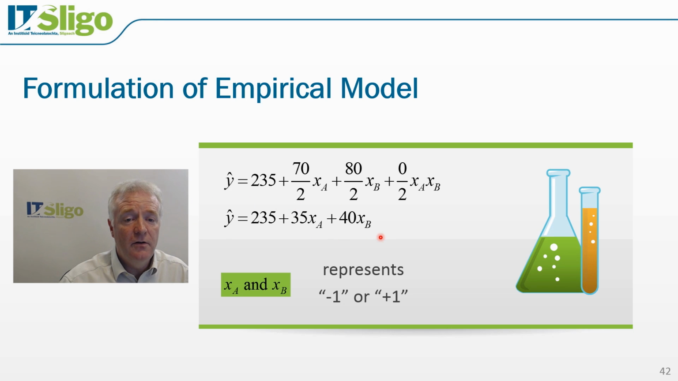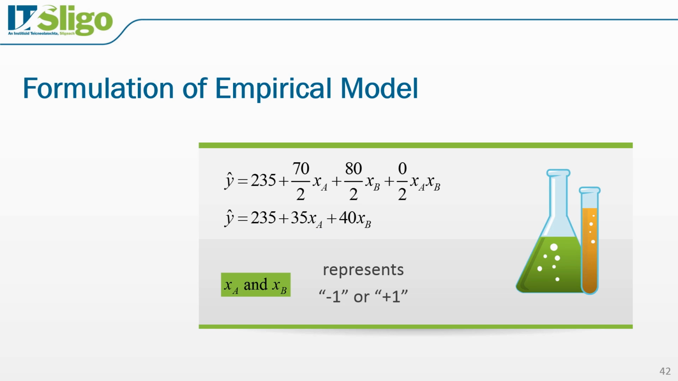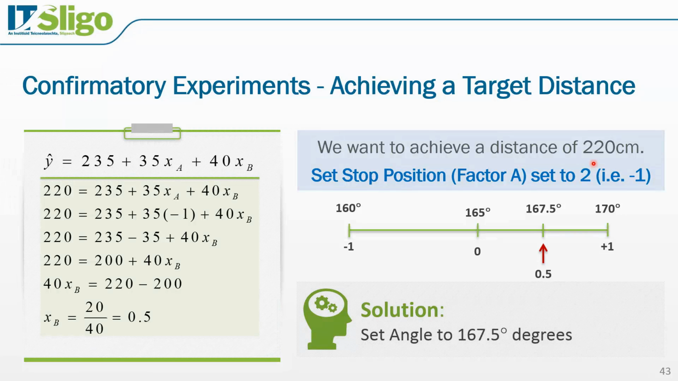Now the empirical equations are very, very useful because, as well as telling us how our process operates, they allow us to predict how our process will operate should we change the start angle and the stop position. Let's try that now for the moment. We would like to achieve a target distance of 220 centimeters. We can use our empirical equation to achieve this. This will tell us how we should set up our process in order to achieve this distance.